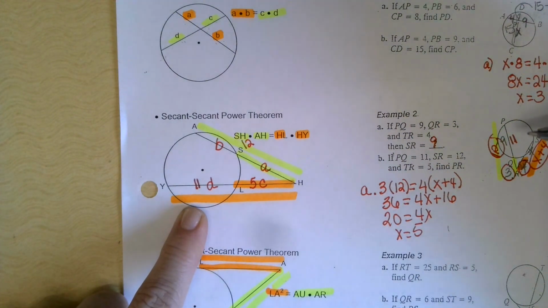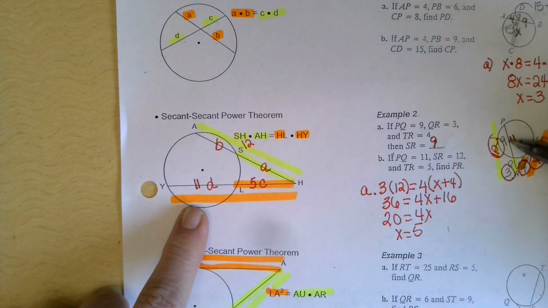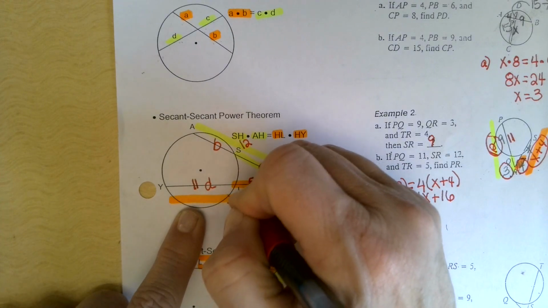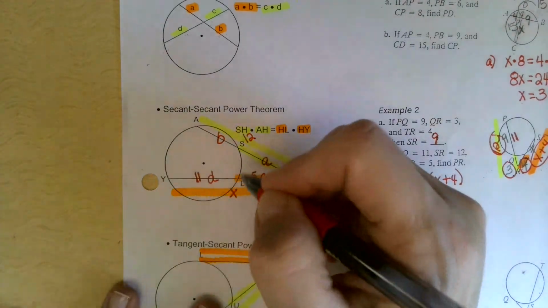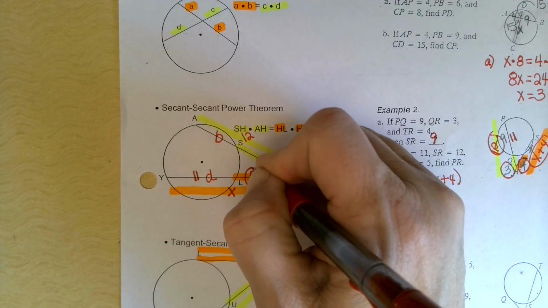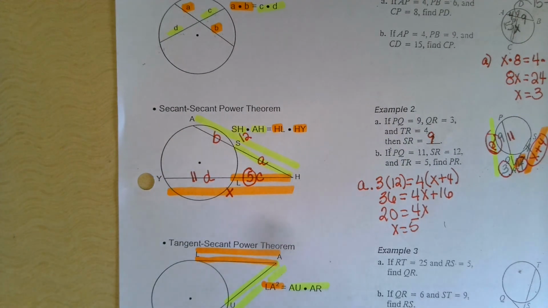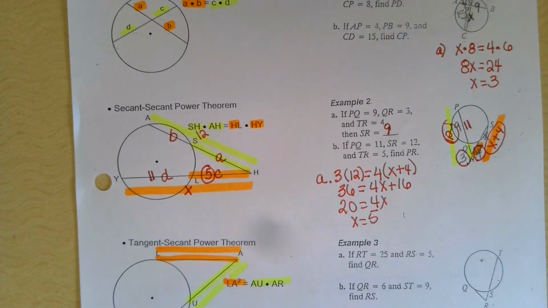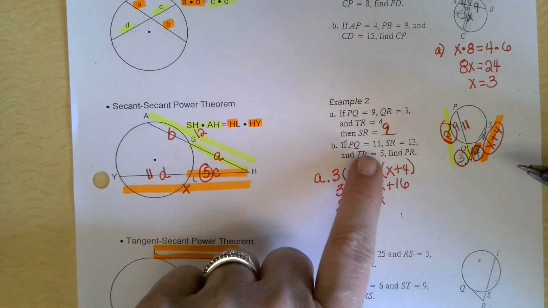PR, we're trying to find, wait a minute. SR. SR is 12. PR. Oh, sorry. My brain got lost. All right, so now I have made this problem. So I've got this piece here. This is what I'm trying to find. Do I have that set up right? Let's make sure I have this right.